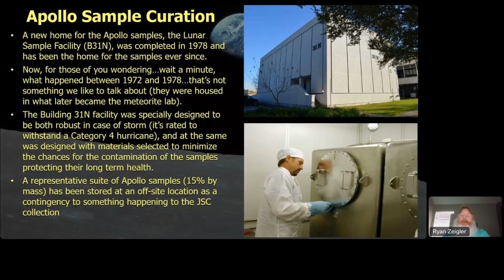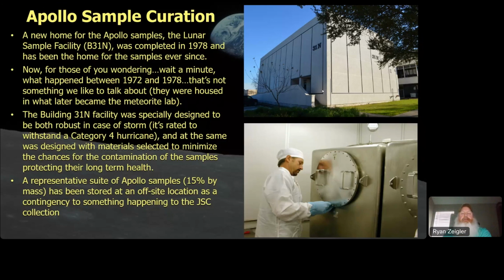And so what happened to the samples then? That's something we don't like to talk about, and I get yelled at by Andrea when I do, but jokes aside, between 1972 and 1978 there was a temporary facility in what is now the Meteorite Lab. And for what I'm going to show you for the current home in Building 31 North, that was essentially the same type of conditions that it was stored in from 1972 to 1978 in what's now the Meteorite Lab. So we're going to skip that part. Also, I couldn't find very many good pictures.